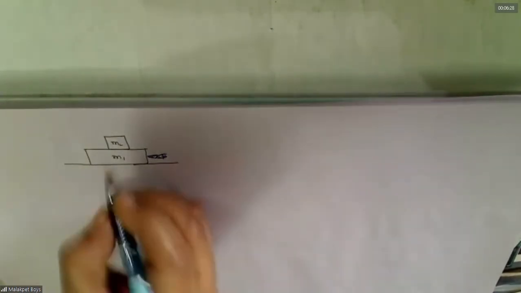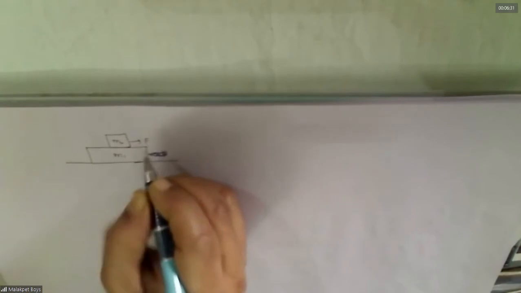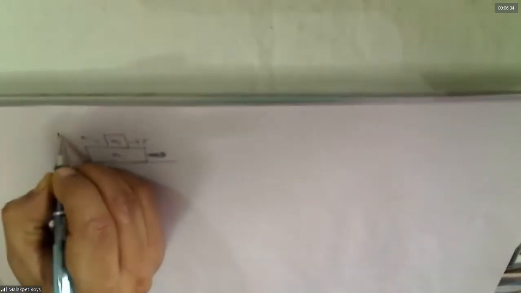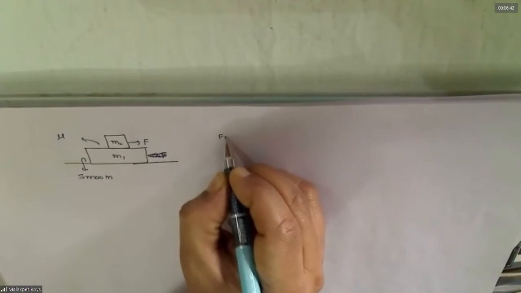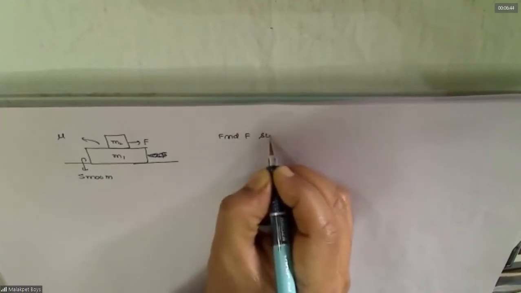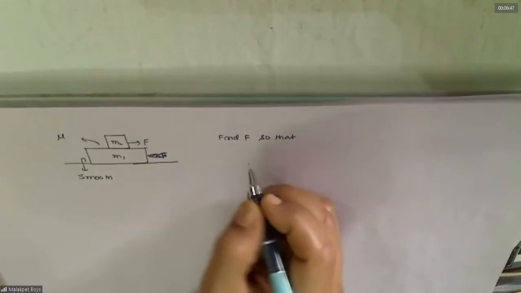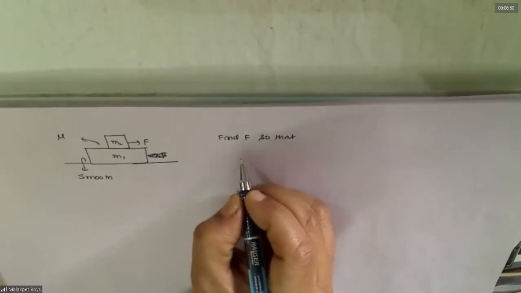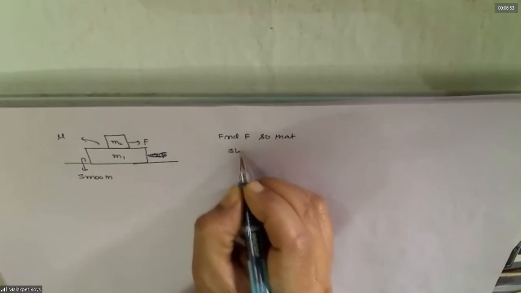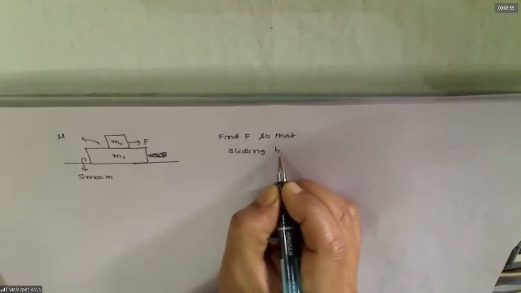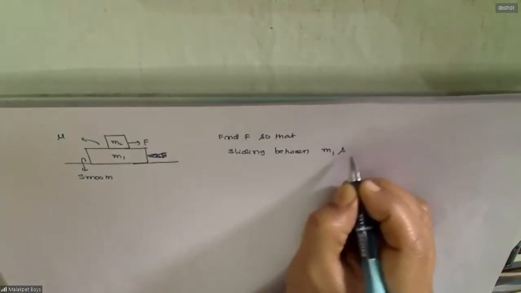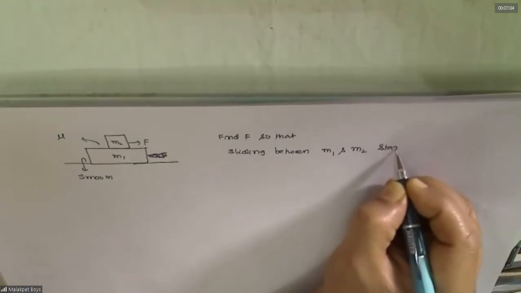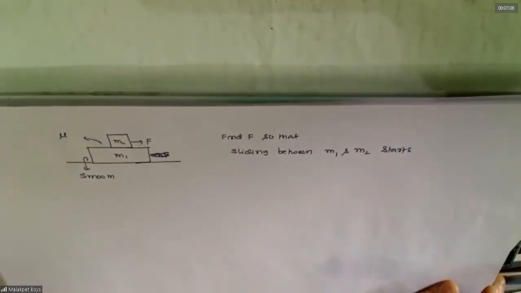Okay, now let us change this. Suppose that this is F, this is mu. So find F so that there is no sliding between the blocks. Understood this? Is it visible now? Yes, sir.